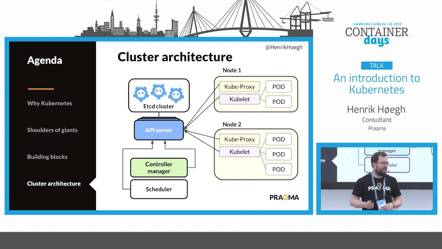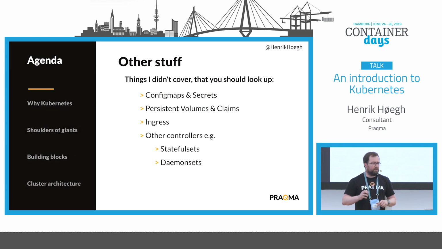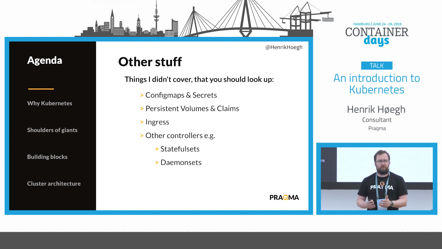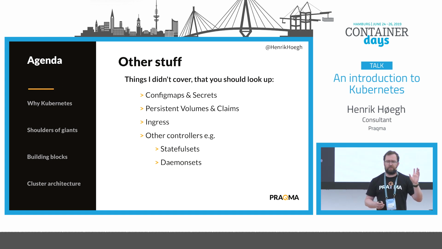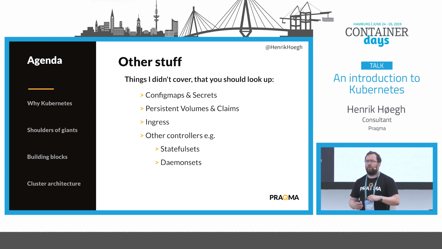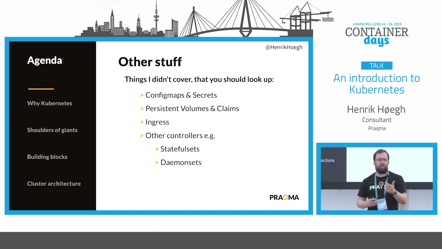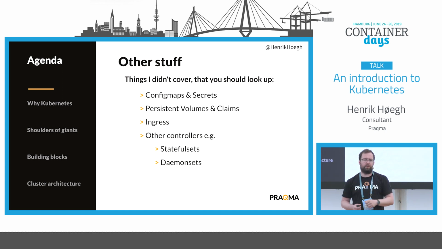Right? Super. So there's a lot of stuff I can't cover in this short time, but some of the stuff that I think you should look into if you're new to Kubernetes is, for instance, config maps and secrets, a way to define a configuration, either as environment variable or a file that you can then treat as a volume and mount into your pod.